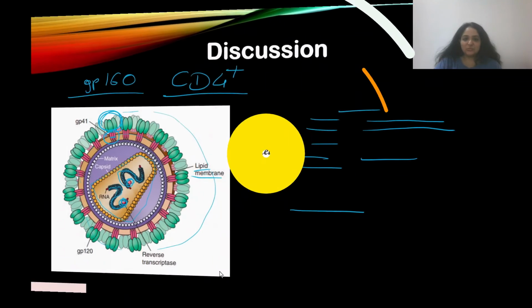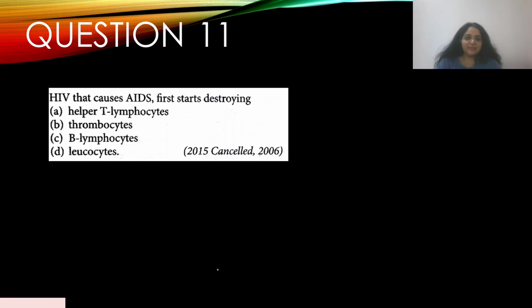So let's move on. Question number 11. HIV that causes AIDS first starts destroying. This appeared in 2015, a cancelled exam, and previously in 2006. Starts destroying A. helper T lymphocytes, B. thrombocytes, C. B lymphocytes, D. leukocytes. So it's helper T lymphocytes. That's A. Answer is A.